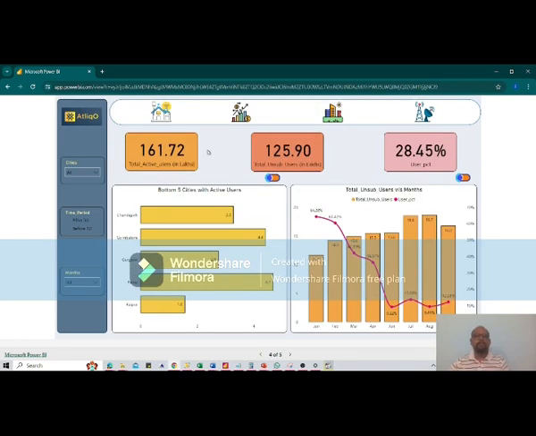We can see the total active users stand at 161.72 lakhs. Unsubscribed users are 125.90 lakhs. So there has been quite an increase in the number of unsubscribed users that the management should focus on and reduce as far as possible, which will help in generating more revenue for AtliqO.